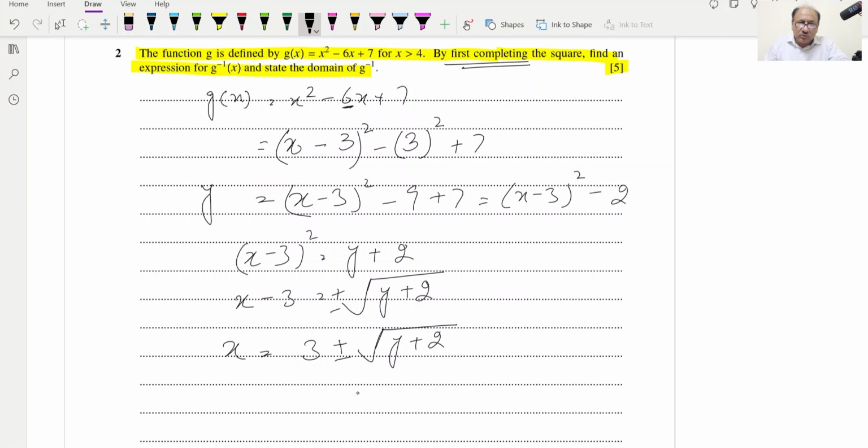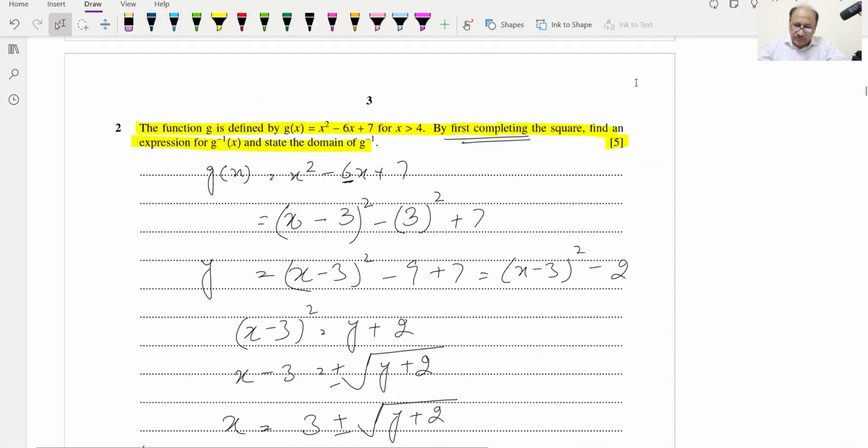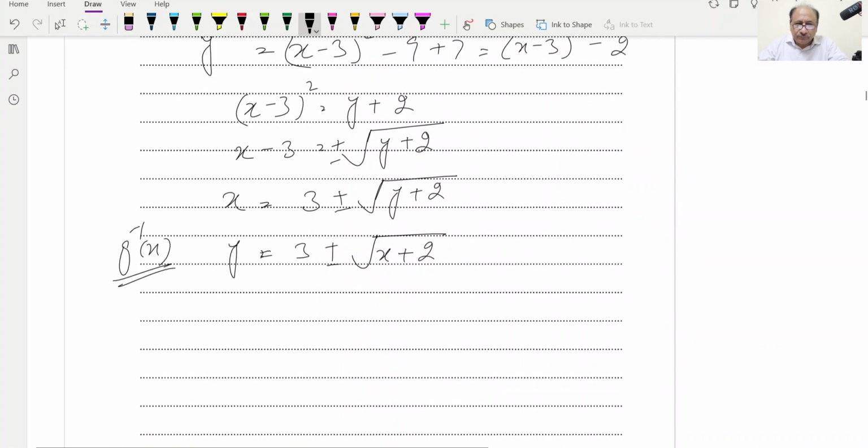Now we can swap x and y because we have made x the subject, so y will be equal to 3 plus minus square root of x plus 2. This will be our g inverse of x, and after finding g inverse of x we can check, x is greater than 4 is given over here, so x is greater than 4.